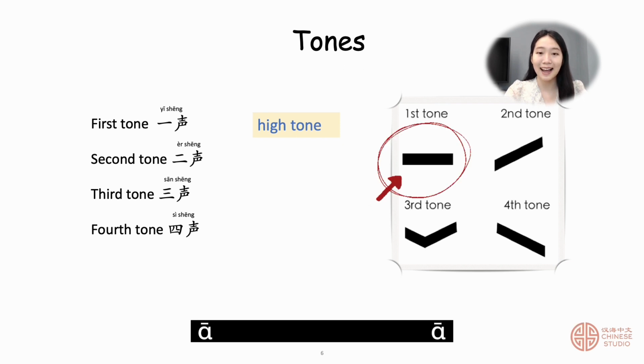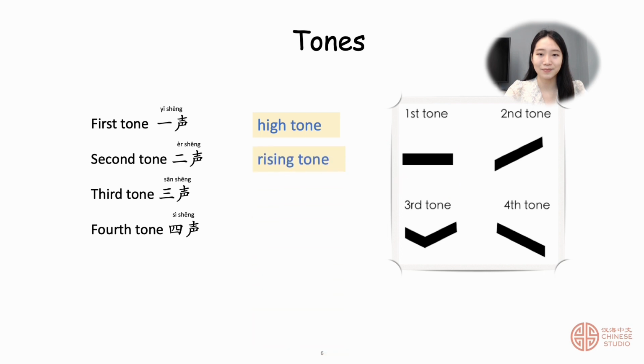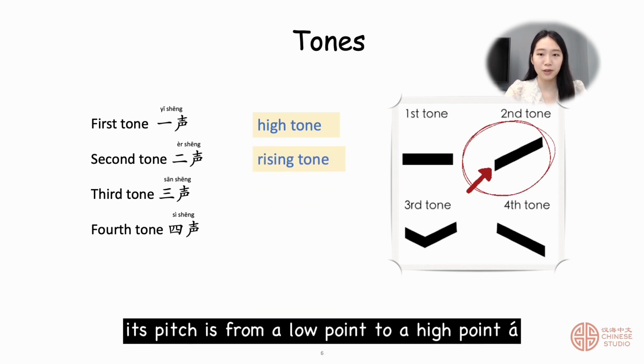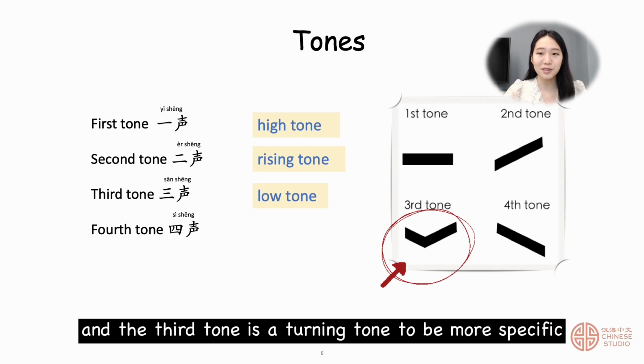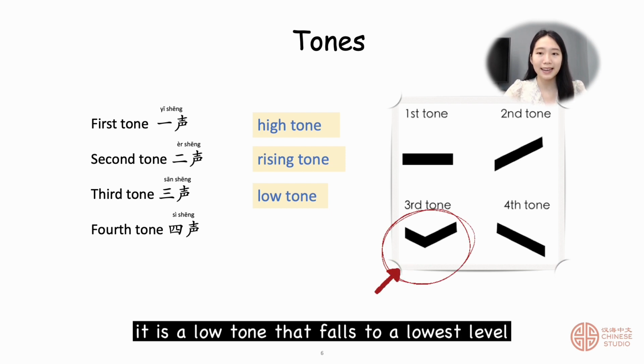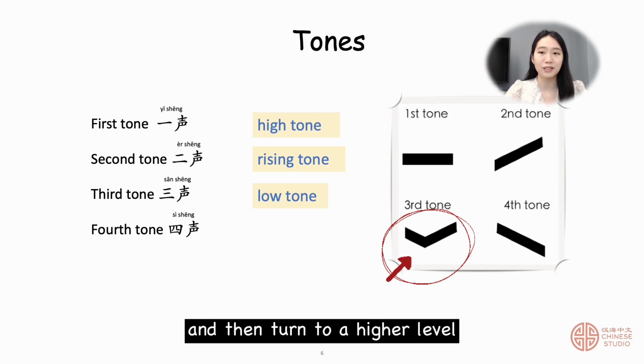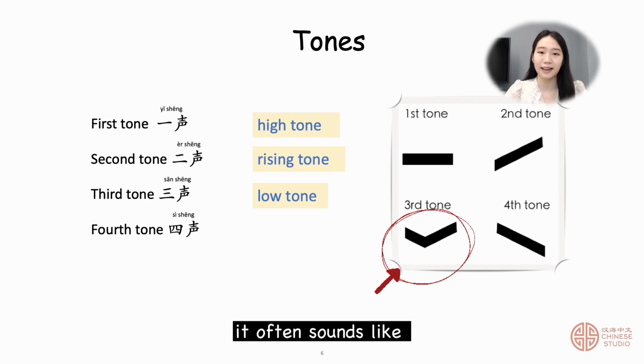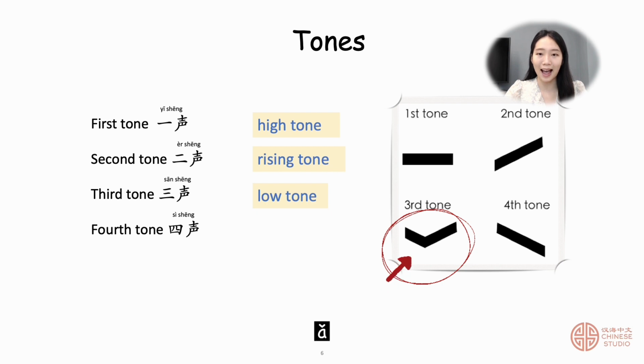The second tone is a rising tone. Its pitch is from a low point to a high point. And the third tone is a turning tone. To be more specific, it is a low tone that falls to the lowest level and then turns to a higher level.